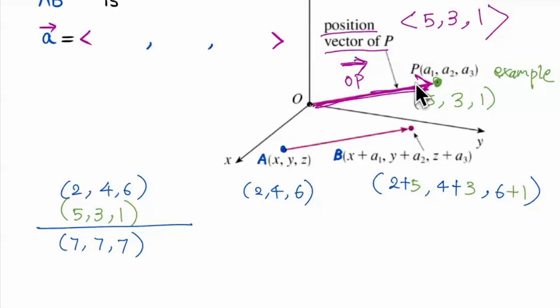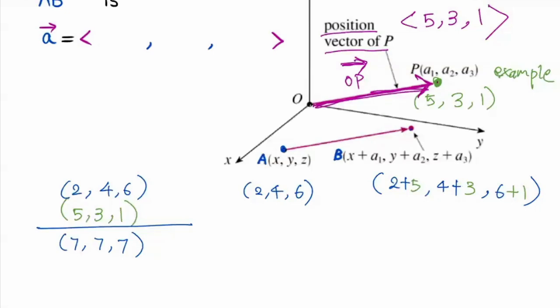No, it's not the vector. The 5, 3, 1 here indicates the direction. The first component means you move 5 units to the right, then along the y direction you move 3 units, and along the z direction you move 1 unit. This gives you the direction.